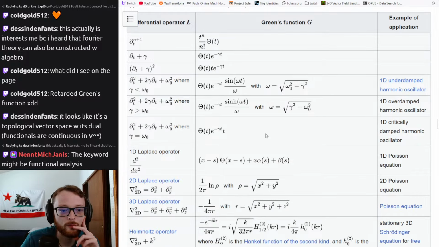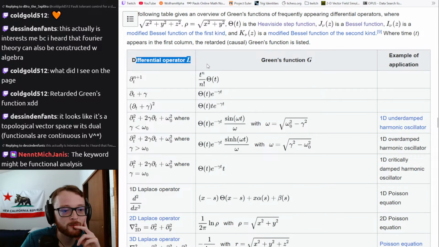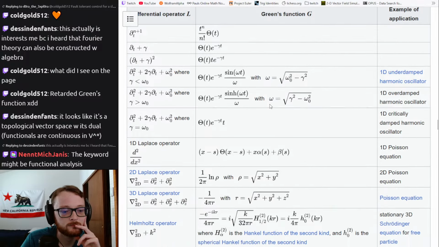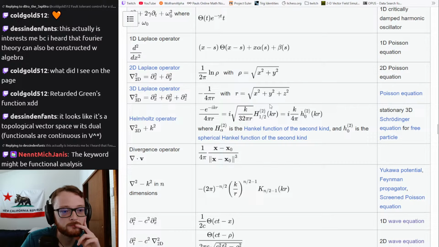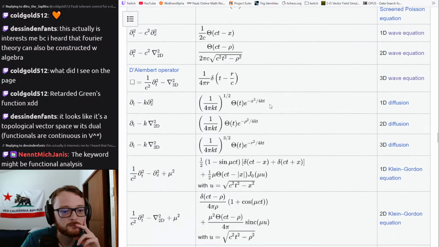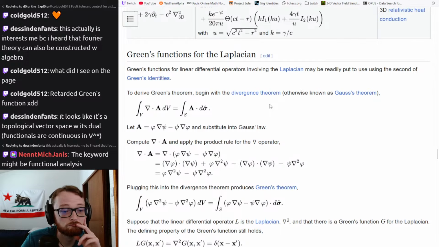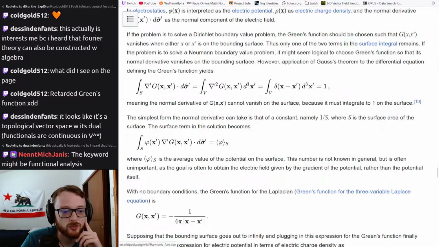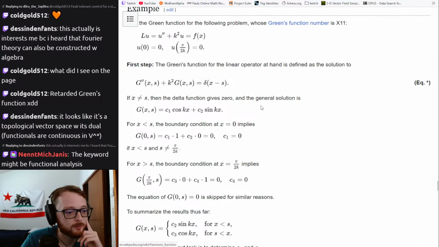Huh. You can have a table of Green's functions. Is this for the linear differential operator? Hmm. See, I wouldn't know enough about this to say much that's interesting, but I bet there is something here to dig into.